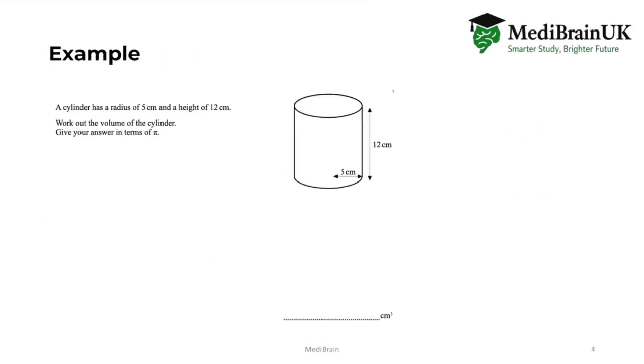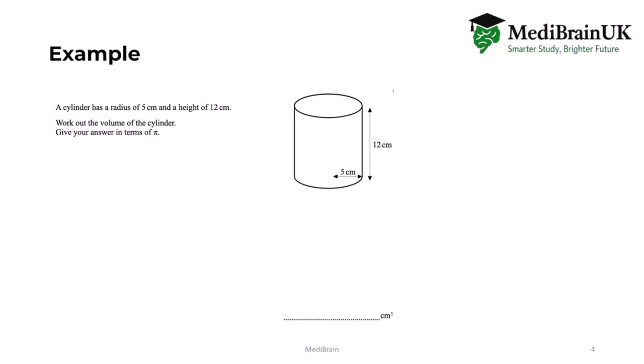Okay, so I'm going to go through an example, and then we're slowly going to move into harder questions, which I'm going to give you guys an opportunity to have a go at, and then I'll go through the answers with you after that. So it says a cylinder has a radius of 5 centimeters and a height of 12 centimeters. Work out the volume of the cylinder, giving your answer in terms of pi.